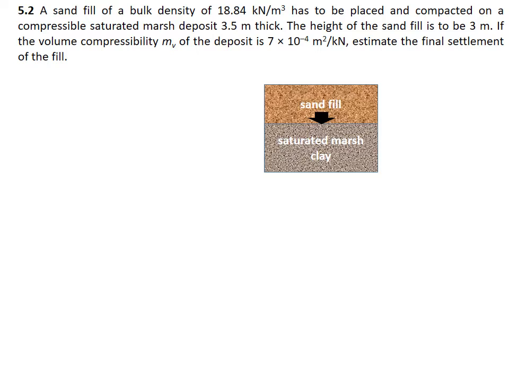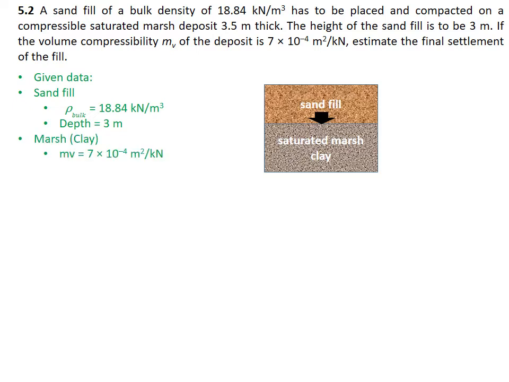So first we'll write the given data. For the sand fill, the bulk density is given 18.84 kilonewton per meter cube. Depth is given as 3 meter. For clay marshy deposit, the MV is given 7 into 10 power minus 4 meter square per kilonewton, and the depth is given as 3.5 meters.